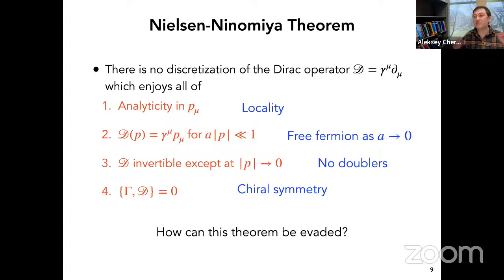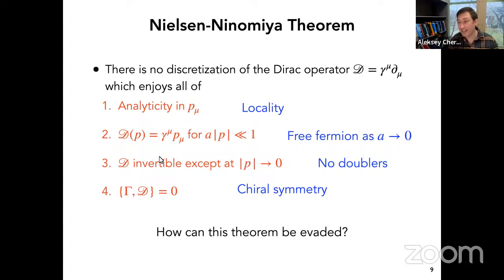So here's a summary of what this theorem says. It says that it is not possible to construct a lattice Dirac operator, namely gamma mu d mu, that enjoys all of the following 4 properties. One is analyticity in the momentum when you go to momentum space. That is basically the assumption of locality, which is naively something you really want to keep. It naively would cause problems if you give up on locality. Then for small p compared to the lattice spacing, you might want the Dirac operator to approach gamma mu p mu. That's certainly what happens in the continuum. That's just a statement that as you take the continuum limit, you get a free fermion. And then the third thing is, you want the Dirac operator to be invertible everywhere except when p goes to 0. That would mean there are no doublers.